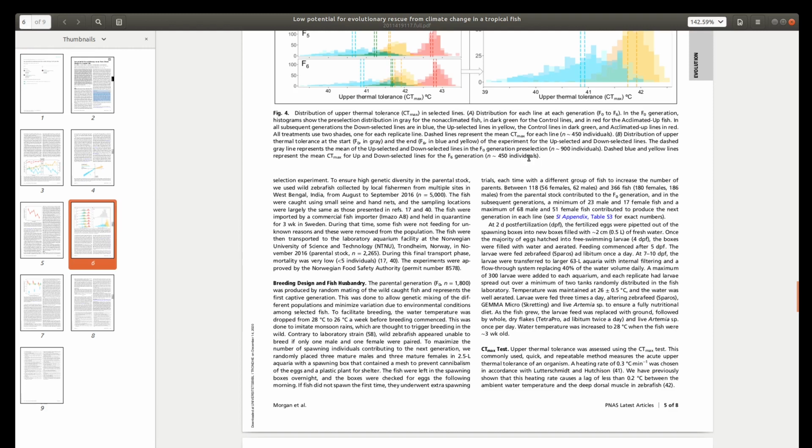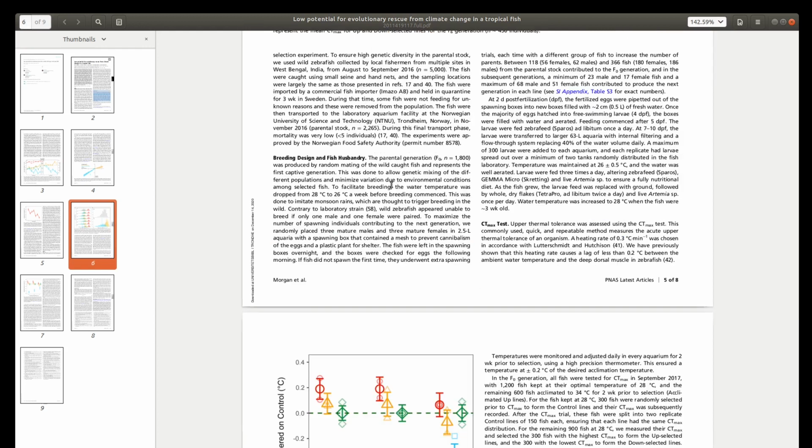Right, so the authors collected about 5,000 fish from West Bengal, India in 2016, brought the fish to an aquarium facility at the Norwegian University of Science and Technology, and they allowed them to breed as they naturally would to create a parental generation that was used for the experiments. Temperature was kept at around 26 degrees, well aerated water. Larvae were fed 3 times a day using zebra feed and live Artemia species, which is a crustacean.